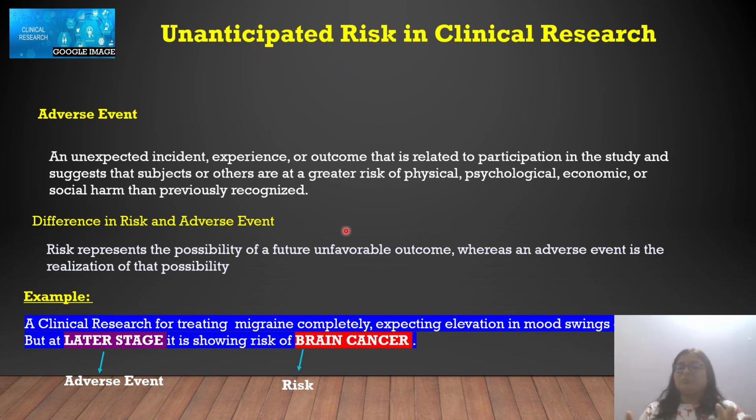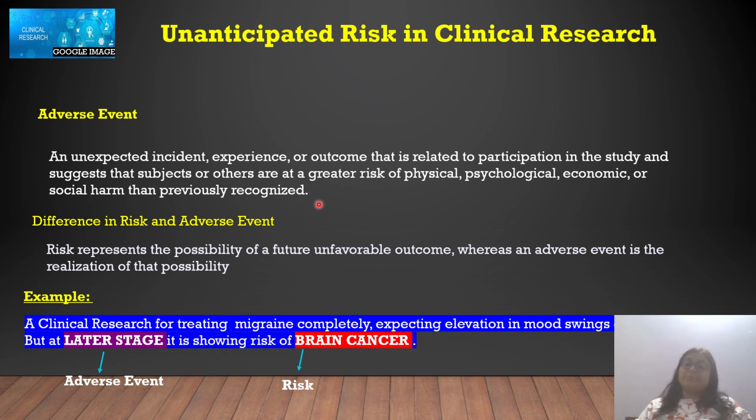See, here also there are two points. An adverse event is not always unexpected, it is sometimes expected also. So we will see that also at a later stage. So for now, an adverse event is an unexpected incident, experience or outcome that is related to participation in the study and suggests that subjects or others are at a greater risk of physical, psychological, economic or social harm than previously recognized. So this is the event.